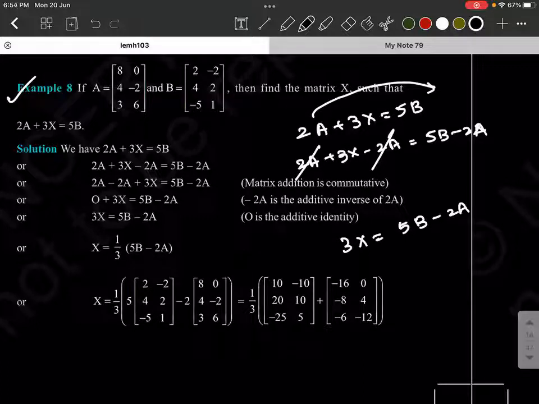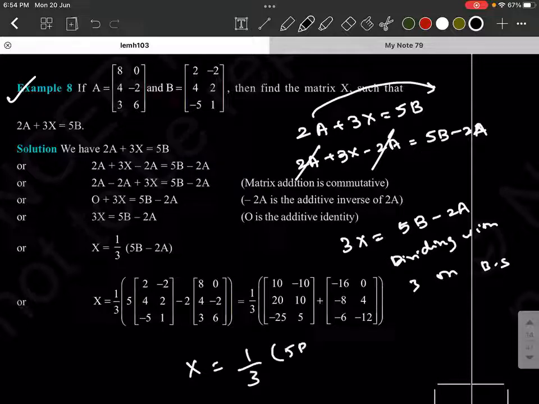Now what you will say is dividing with 3 on both sides. Instead of saying dividing with 3 on both the sides, you can say multiplying with 1 by 3 on both the sides. Both are same. So when you do that, X will be equal to 1 by 3 into (5B minus 2A). First come to this step, then do it. Answer.